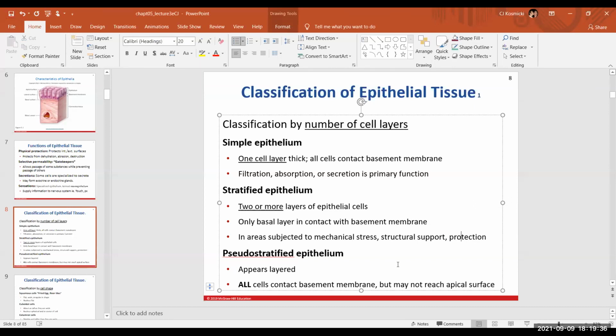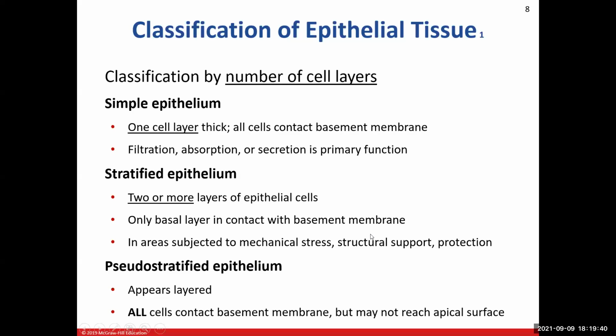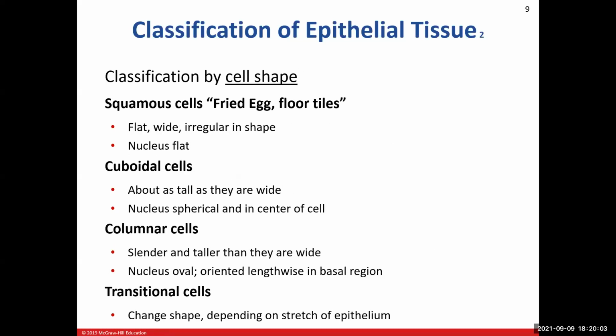Okay, and obviously protection. Okay, so pseudostratified epithelium, this is one of those exceptions, right? You know the name, pseudo, false. This type of epithelium looks like it has several layers to it, right? But it doesn't. Not all the cells make it to the apical surface, but all of them do contact the basement membrane.